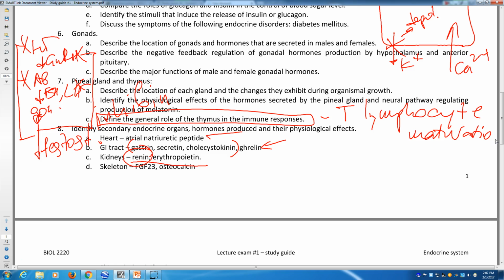Bones. FGF23. Skip it. I mean, phosphate metabolism. That's pretty much it. Increased phosphate release. Osteocalcin. Insulin-like effect.